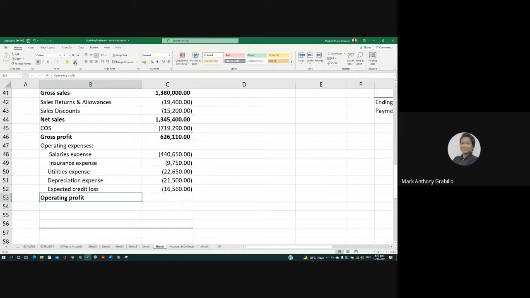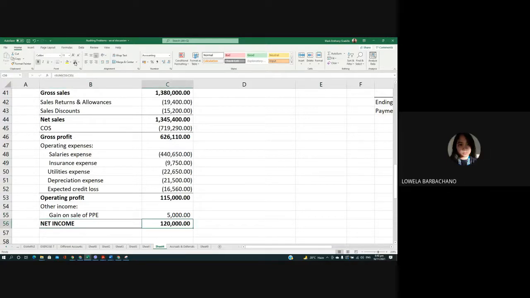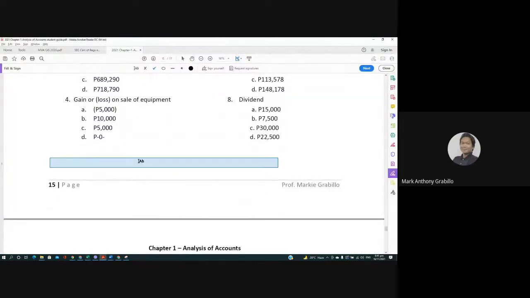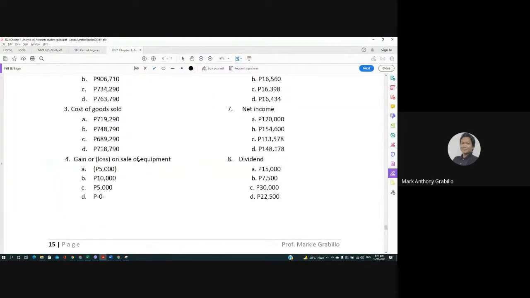Magkano yung operating profit ninyo? 115,000. Add other income. Ano yung other income nyo? Gain on sale of PPE. Magkano po? 5,000. So you get the net income. Magkano yung net income natin? 120,000.